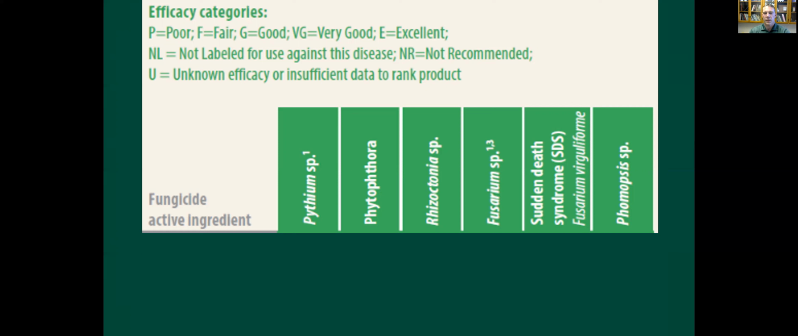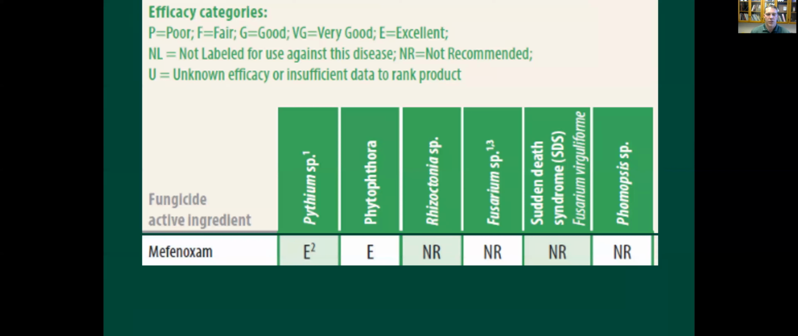Now we are interested for dry beans probably in Pythium and Rhizoctonia and Fusarium, probably Rhizoc and Fusarium the most. And you have a bunch of different chemicals. So as an example, let's look at mefenoxam. That's rated E, excellent, on Pythium and Phytophthora. Remember, those are the two that are related to algae, the ones with swimming tails and need flooded conditions. But it's not recommended on any of the true fungi.